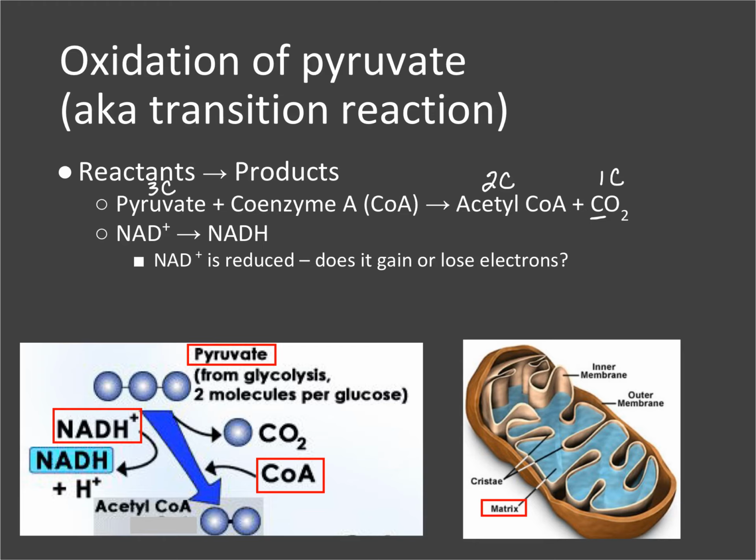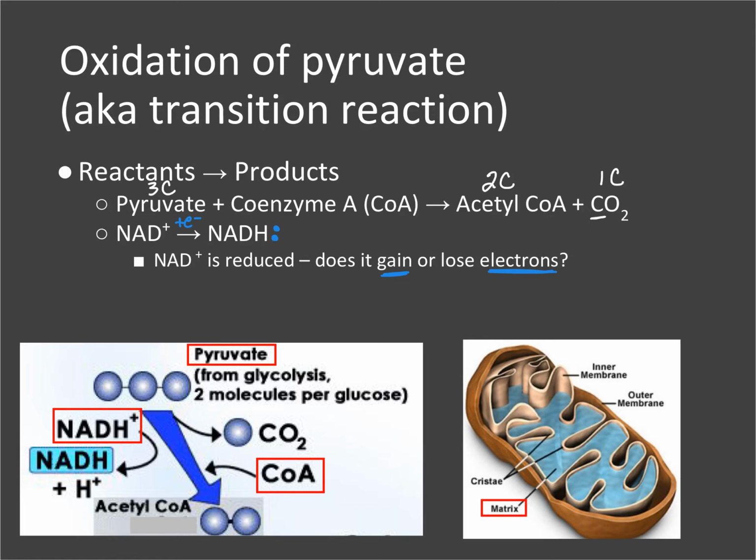Additionally, we've made some additional NADH. So NAD plus picks up some electrons to make NADH. And once again, I'm going to draw those little dots there to remind myself that the NADH is carrying some electrons. So the NAD plus was reduced in order to form NADH. So NAD plus gained, remember reduction is gain, so NAD plus gained electrons in order to form NADH.